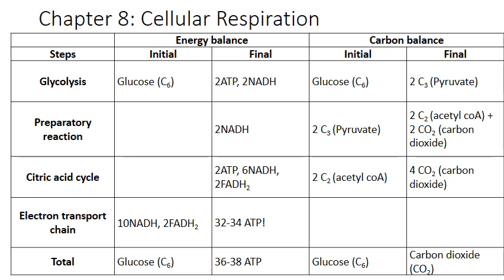All that's really important to know is that the electron transport chain makes the most ATP, and it does it by using NADH and FADH2. All of the energy comes from glucose, and all the carbons from glucose go to carbon dioxide. But the first three steps don't really make much ATP. They mainly make NADH and FADH2, which is then used in the electron transport chain to make ATP. Any questions?